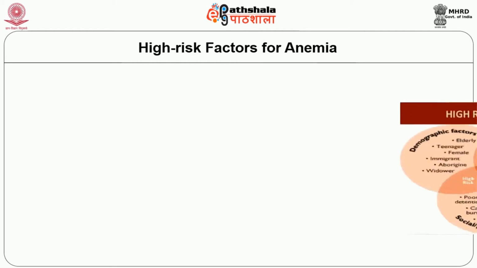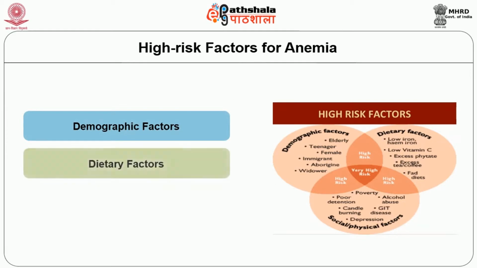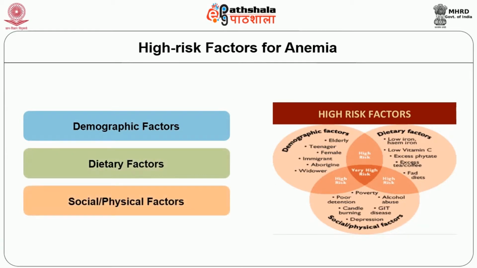What are the high risk factors for anemia? The 3 high risk factors are demographic factors, dietary factors, and social and psychological factors. In demography, anemia is common in women, teenagers and elderly patients. The dietary factors responsible are low iron, low vitamins like B12 and folic acid, low vitamin C, and fad diets. A fad diet is bad diet planning for weight loss. This is responsible for anemia.